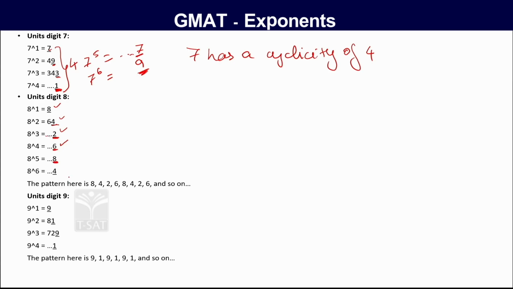And 8 to the power of 6 is again 8 into 8 is 64, 4 at the units digit. So this also repeats itself after every 4 numbers. So 8 has a cyclicity of 4. And the pattern is 8, 4, 2, 6.